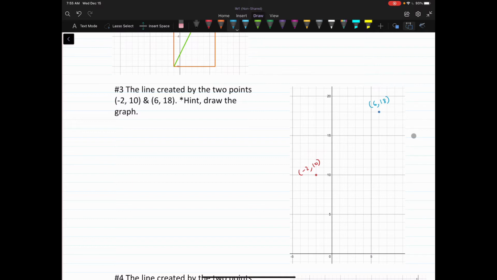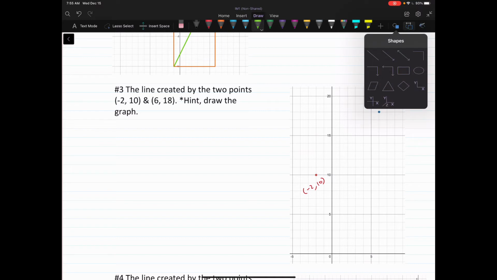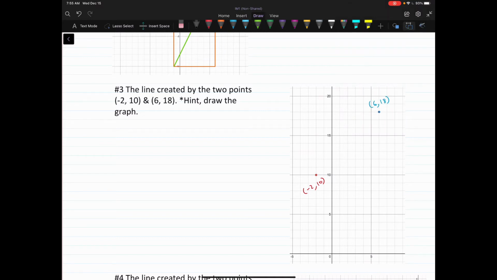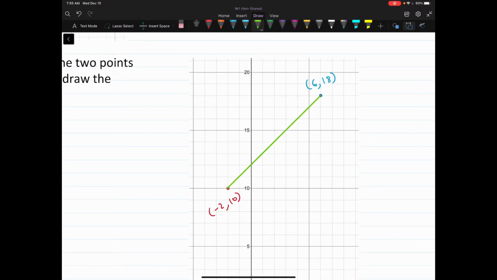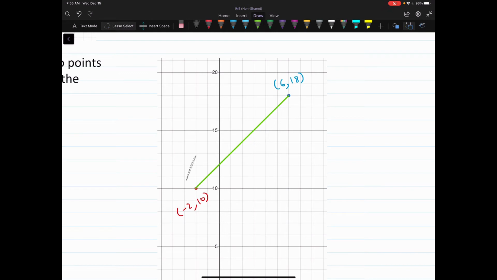And now what I'm going to do is draw a line between these two. Okay, here we go. Voila. So that is going to be my line that I'm going to find the length of and also find the equation for. So now let's take a look. I'm going to just do the linear equation first because I think it's going to be a little bit easier for this one.